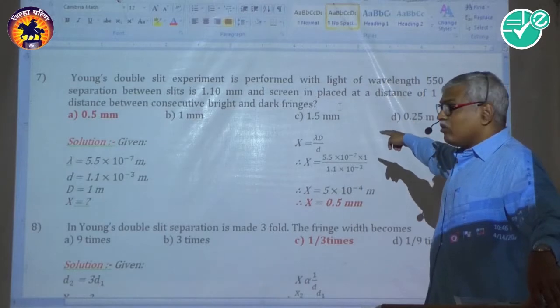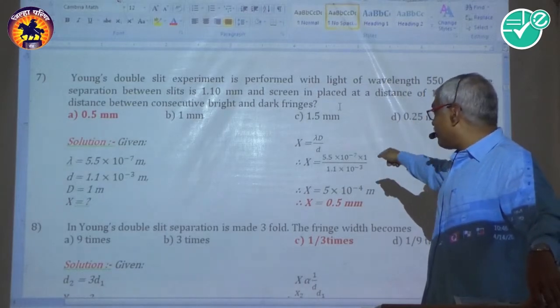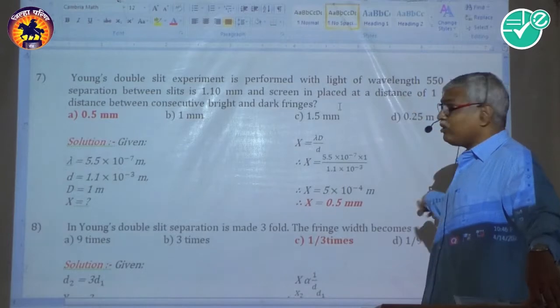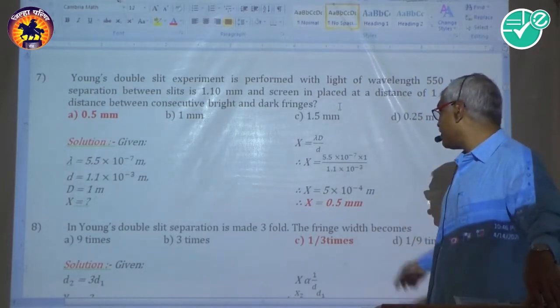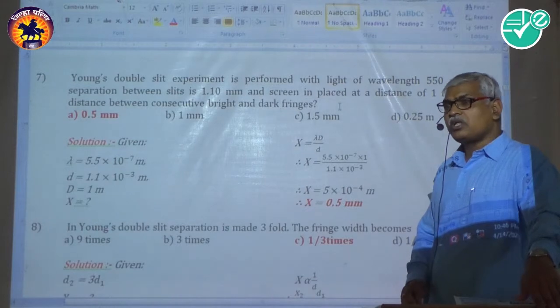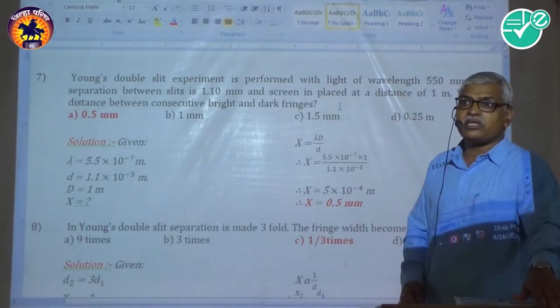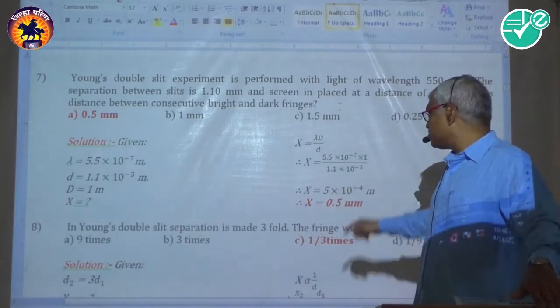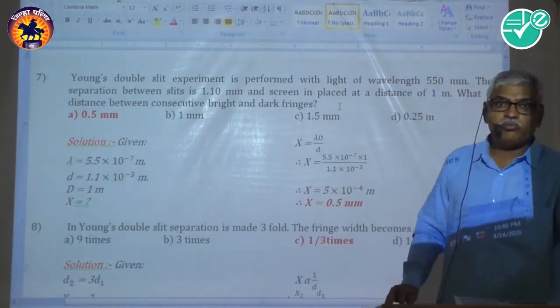Now 5.5 divided by 1.1 is 5. Therefore, X is equal to 5 into 10 to the power minus 7 plus 3, that is minus 4. Therefore, we get X is equal to 5 into 10 to the power minus 4 meters. Generally, bandwidth or fringe width is expressed in millimeters. Therefore, convert it into millimeter. Then we get capital X is equal to 0.5 millimeter.